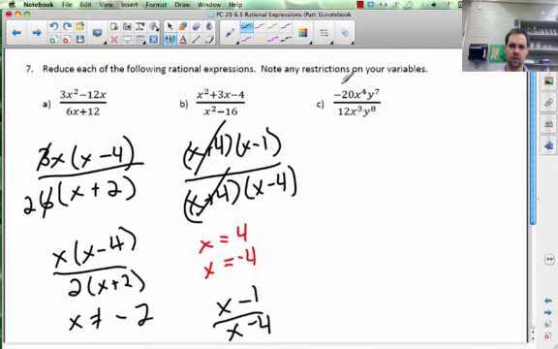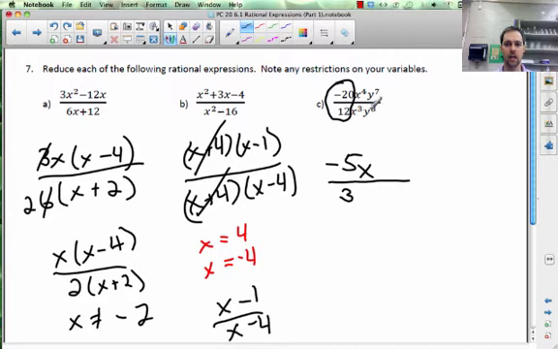Alright. Let's reduce everything. So let's start with the numerical coefficients. 20 and 12. 4 will come out of both of those. So 4 comes out of 20 to leave us with 5. 4 comes out of 12 to leave us with 3. Those are both prime, so they're not going to reduce anymore. X to the 4 divided by x to the 3 just leaves us with an x on top.